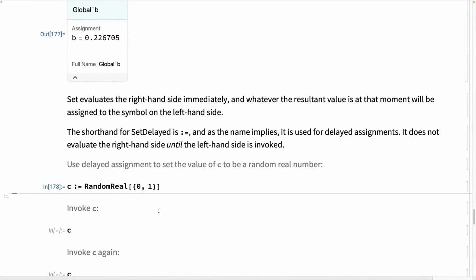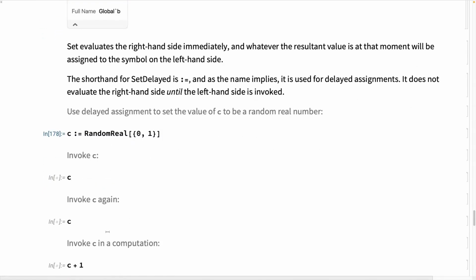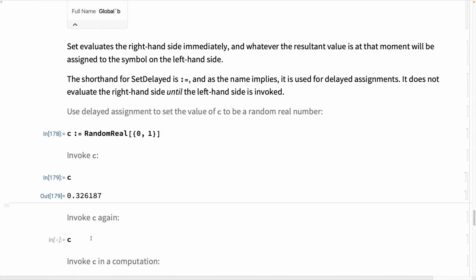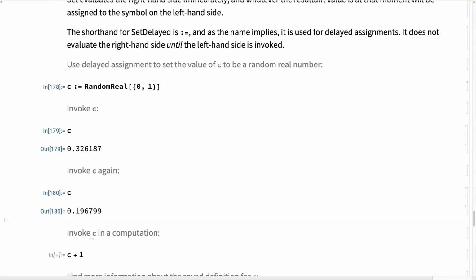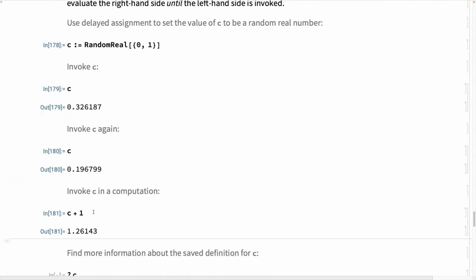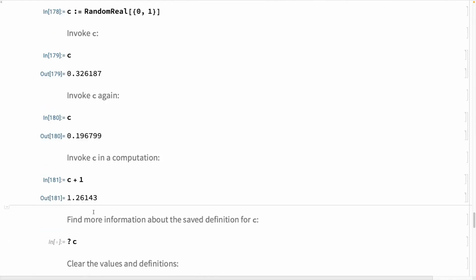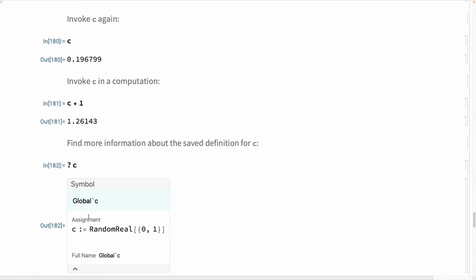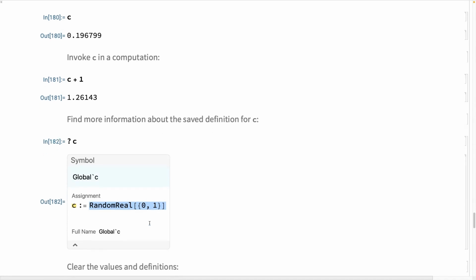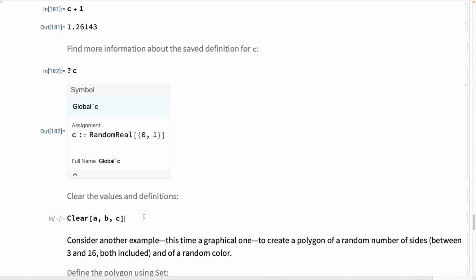Let's have a look. If I invoke c in some computation, there it's 0.326187. Here, it's a different number. Here, it's a different number again. And the reason for that is that if I ask about c, the right-hand side, well, we delayed the evaluation, right? We use SetDelayed, and so the evaluation was delayed. c's definition is just that it's a random real between 0 and 1. We're not actually going to evaluate that until we use it in a computation.